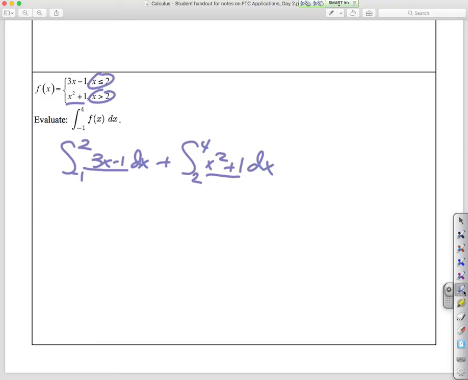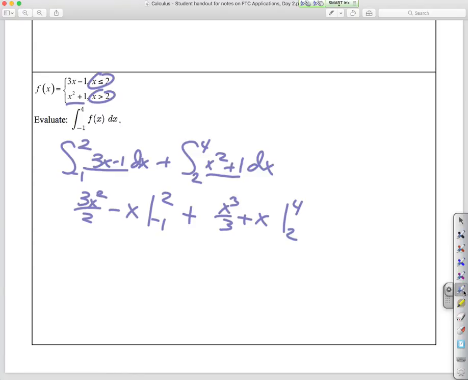So if I integrate 3x, what do I get? 3x squared over 2, integrate 1, x, from -1 to 2. Integrate x squared, x cubed over 3, integrate 1, x from 2 to 4. Now all I have to do is plug in and look it up.